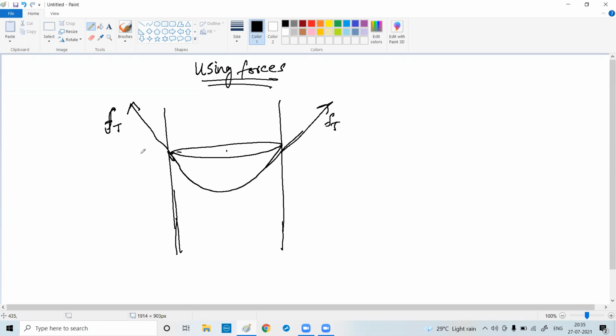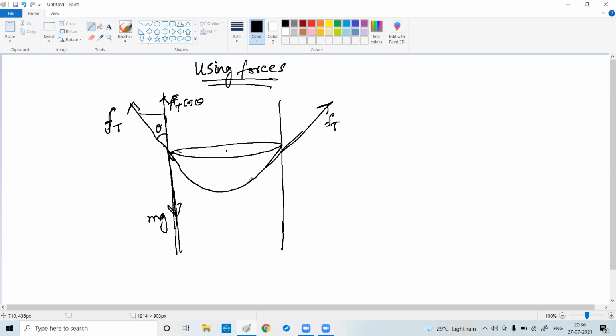Similarly, it is like this. Okay, so this angle is theta with respect to the capillary. If this is theta, then it's a right angle triangle again. So this one will be FT cos theta. And this one will be the weight of the liquid, the mass.